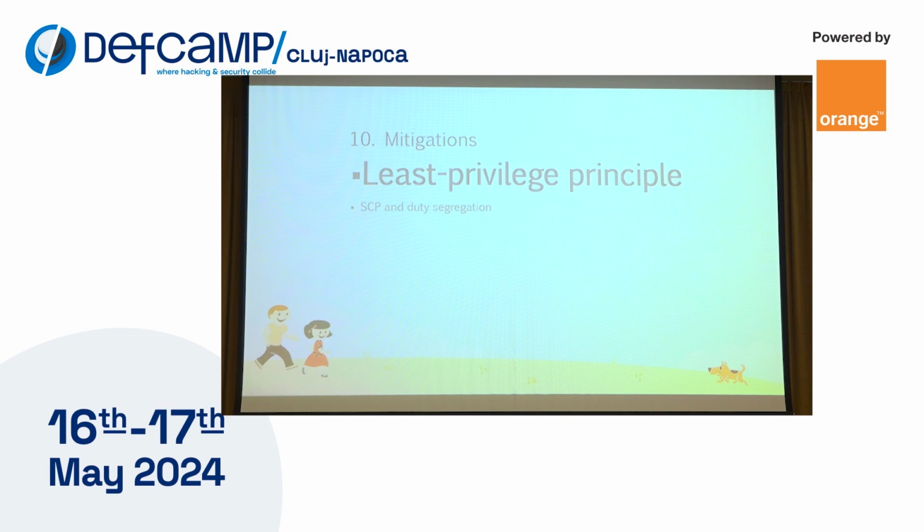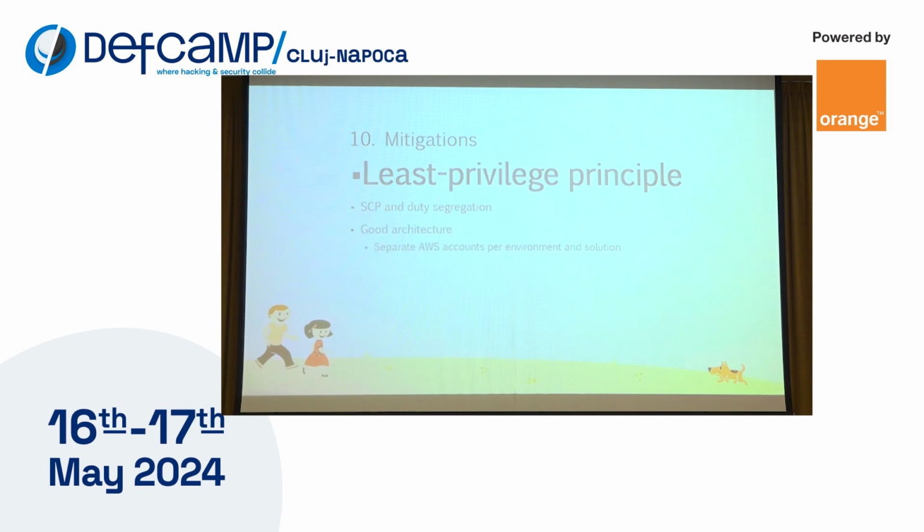Next, we have service control policies and duty segregation. So you can specify at the organization level what can be done by who, and this will limit the things user accounts and roles can perform in your infrastructure. And duty segregation, so you should not give administrator access to everyone. You should have specific roles and permissions for developers, DevOps, and so on.